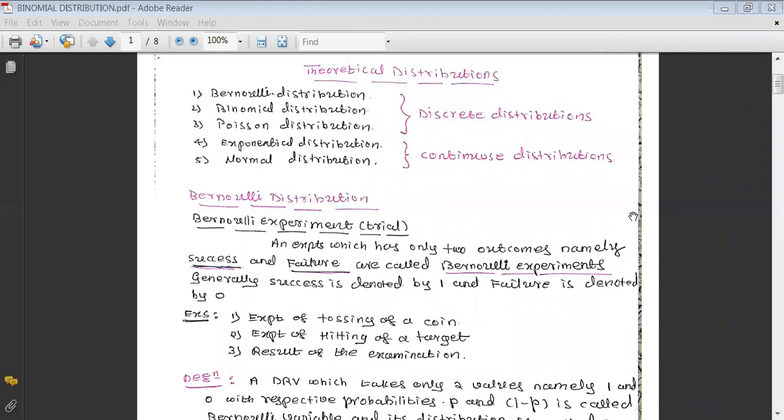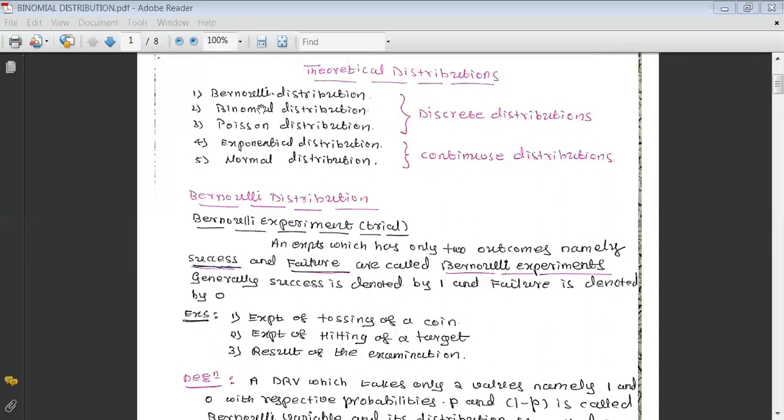In this video we are going to discuss some of the probability distributions, which are also called theoretical distributions. As far as the syllabus is concerned, we have four distributions, namely binomial distribution, Poisson distribution, exponential distribution, and normal distribution. These are the last four distributions.